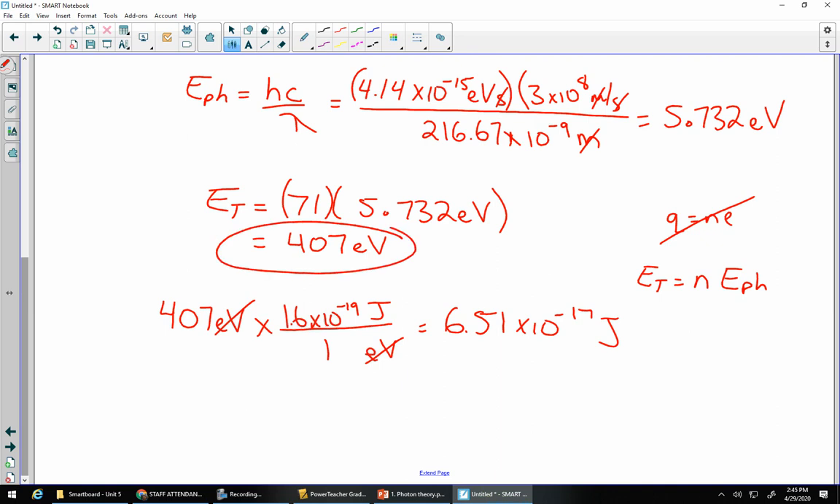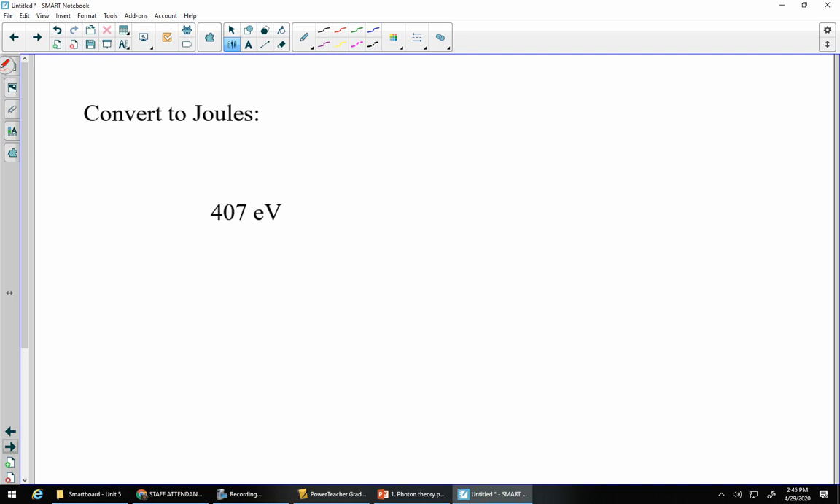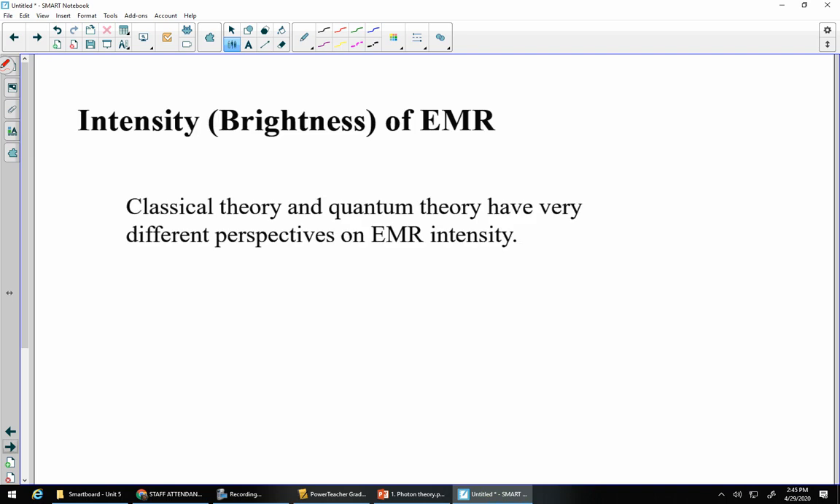Okay, I didn't really circle the answers, but there are my two answers, both in joules and in electron volts. Awesome, very, very cool, very neat stuff. Individual photons now. Okay, that was some space for me to work. That's more space for me to work.